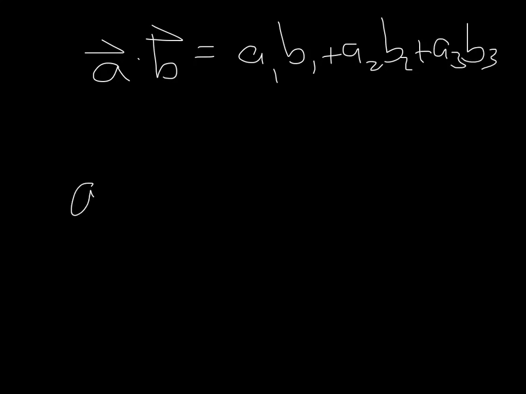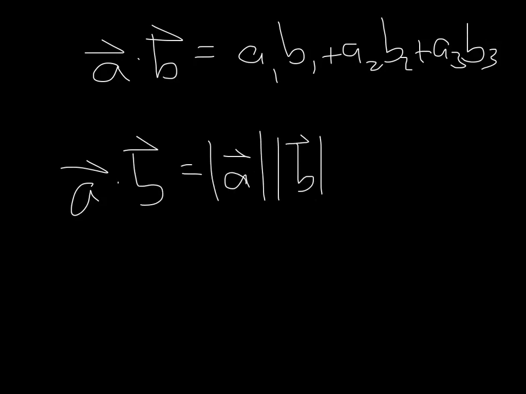Or we can also say that A dot B is equal to the magnitude of A times the magnitude of B times the cosine of theta. And that theta is the angle formed by those 2 vectors when they're emanating from the same point.